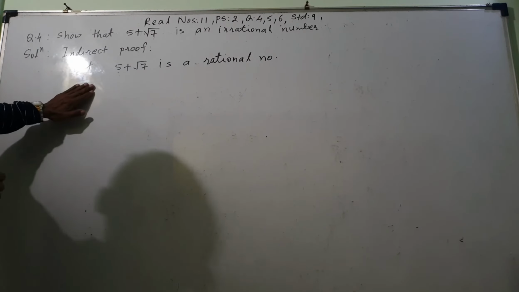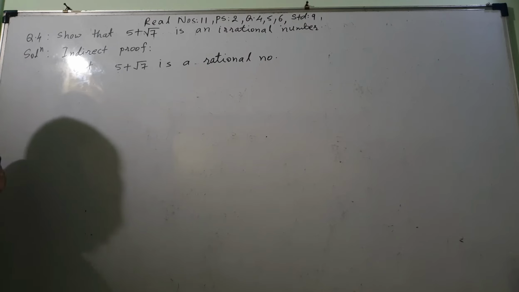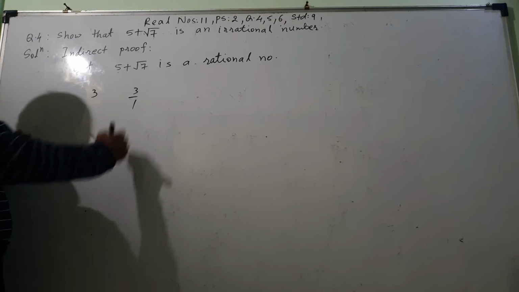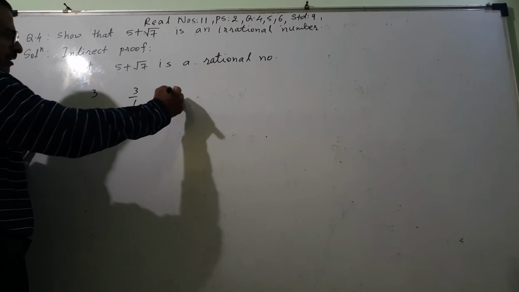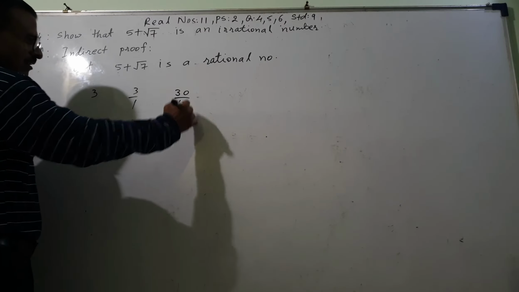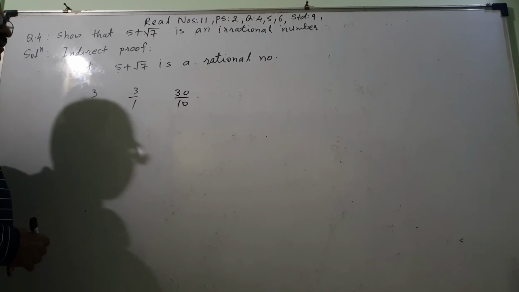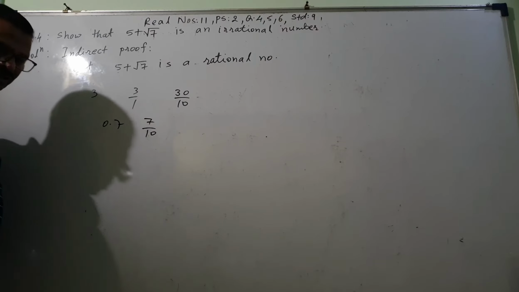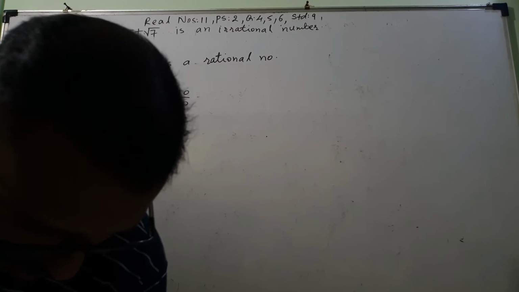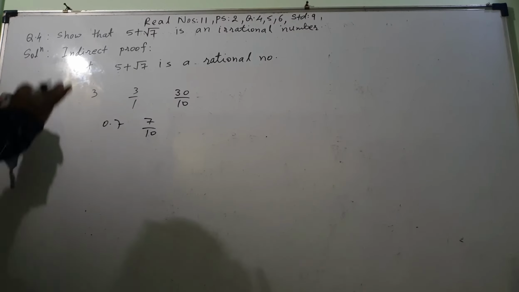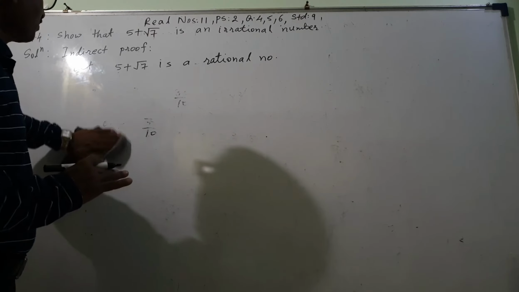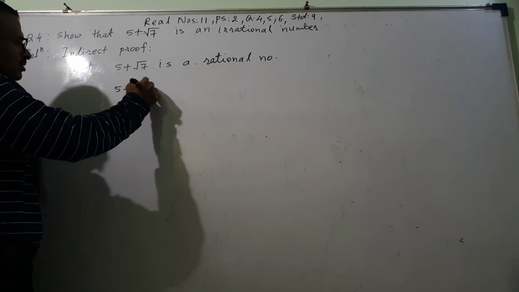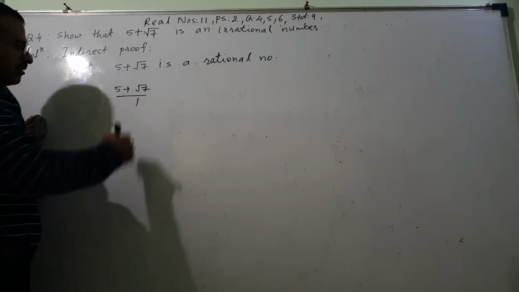If it is a rational number, it can be written in the form of p upon q. Means 3, I can write as 3 upon 1, or 30 upon 10. Like this I will write. 0.7, I will write as 7 upon 10. This way, writing in the form of p upon q is the character of a rational number. Means this should also be written in the form of p upon q. 5 plus root 7 upon 1.